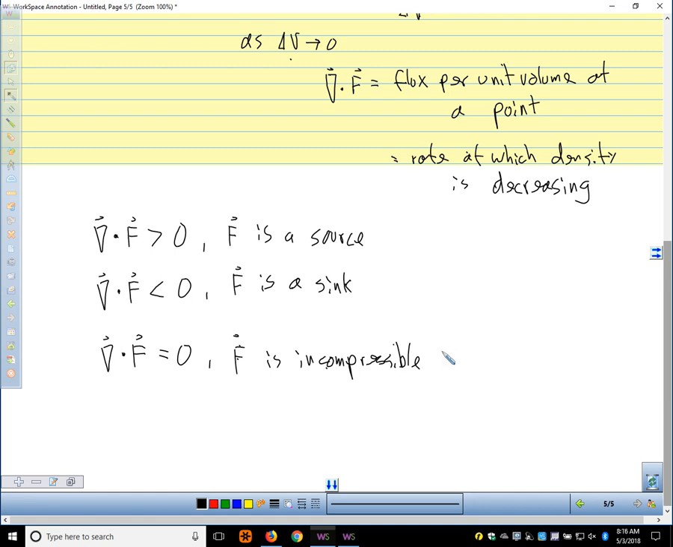So that means that the volume, the density is neither increasing nor decreasing. So it's not changing at all. It's incompressible.